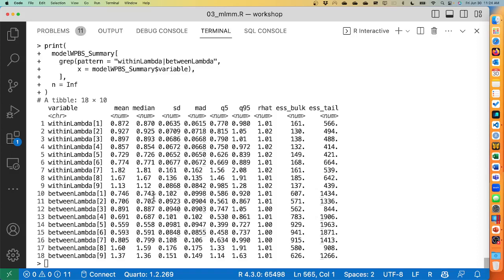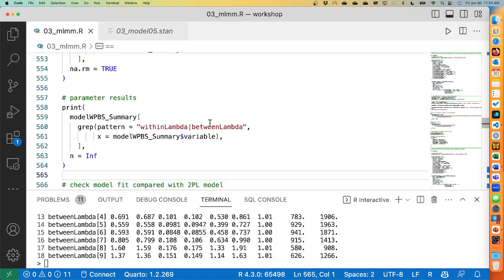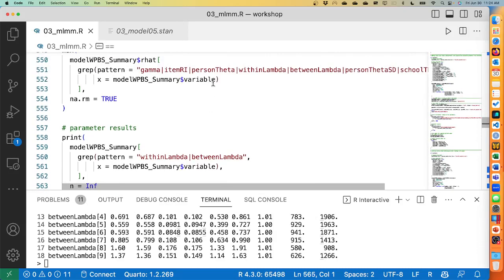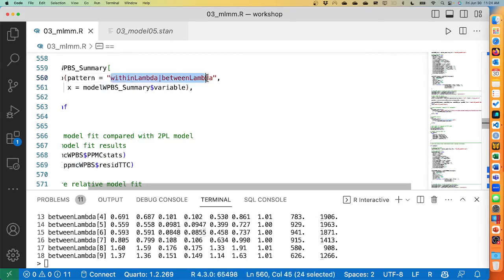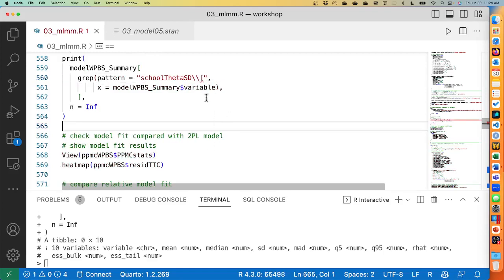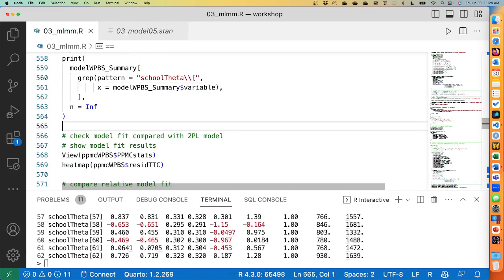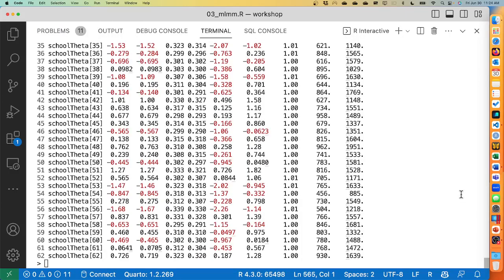Should we look at our school thetas? Sure. We looked at school 62 before because it was the last on our list and it had high random intercept values. That makes me think its theta will be somewhat large too. So why don't we do that too? Actually, any other questions about lambdas before I move off of those? Nah. All right, school theta. There we go. So here are our school thetas. The last one, 0.726, is fairly high.